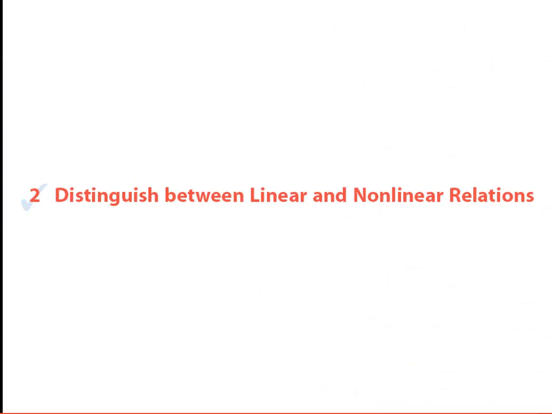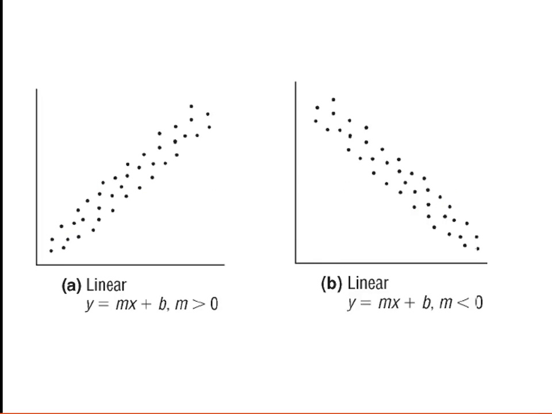Okay, so the next objective in the section would be distinguishing between linear and nonlinear relationships. This is a really simple idea. If we look at some examples of scatter plots in general, here's two generic scatter plots where it looks like on this first scatter plot the data would fall along a line, and the second scatter plot, the data would fall along a line as well.